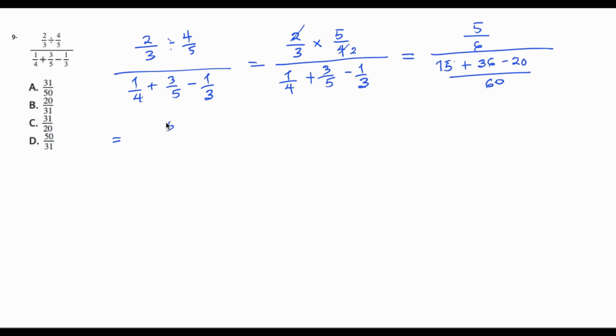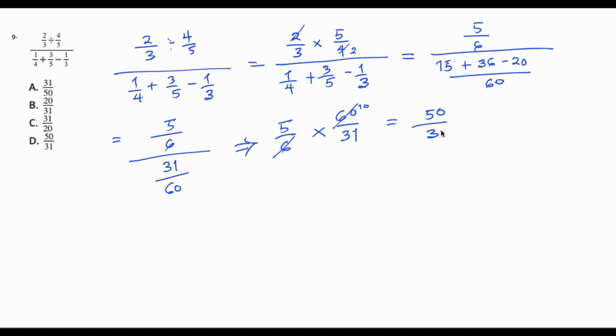So our new equation is 5 over 6 divided by 15 plus 36 is 51 minus 20, that's 31, divided by 60. So we can rewrite this expression as 5 over 6. If we change this from division to multiplication instead, and then we flip this fraction, we have 60 over 31. So 6 can go into both sides here to give us 10 here. And 5 times 10 equals 50 over 31. So our answer in this case is D.